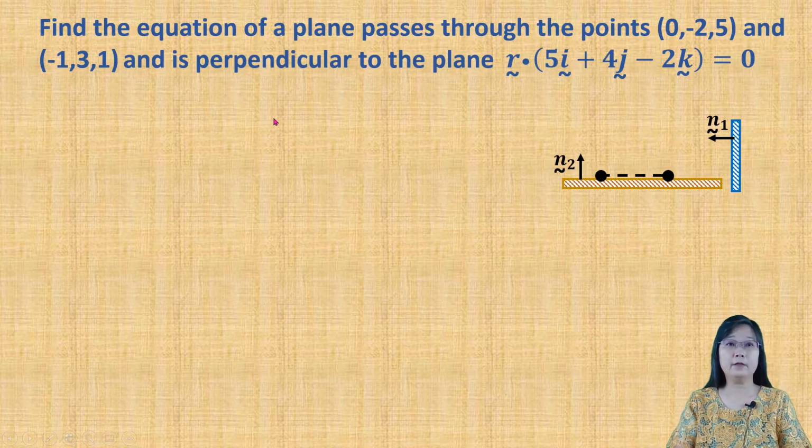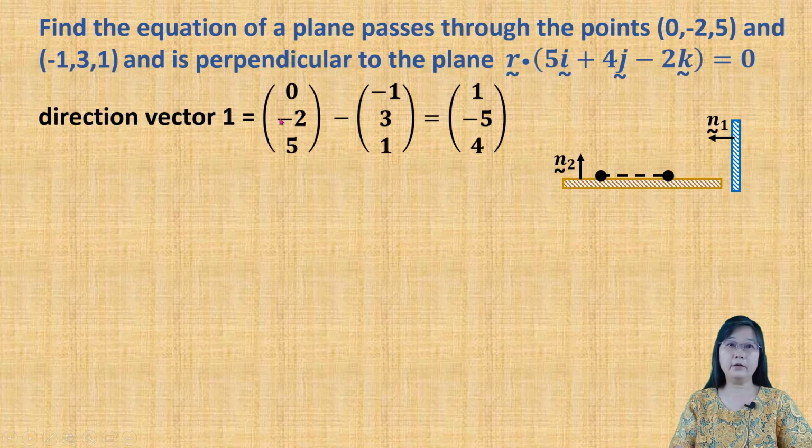As for the normal vector, it is not given, so now we need to find any 2 direction vectors such that when we multiply the two direction vectors, we will get one normal vector. In this question, since we are given 2 points, from these 2 points we can find one direction vector. To find the direction vector between these 2 points, I can use the position vector of one point minus the position vector of the other point.